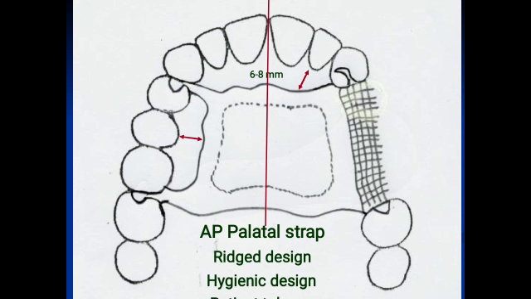If we are having a torus, we are giving a window. This is a closed horseshoe major connector that we have given here. Depending upon the condition of that particular partially edentulous arch, we keep changing our design. So this is for class 3.